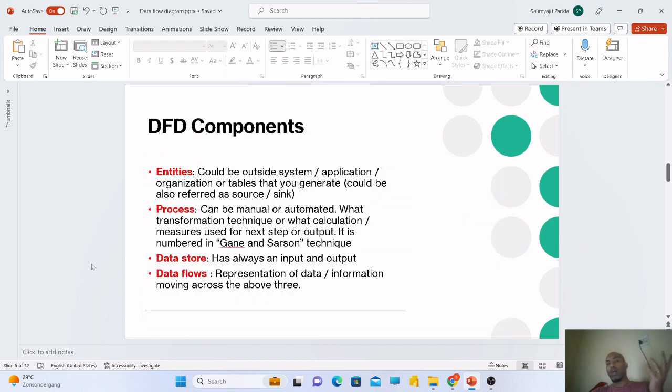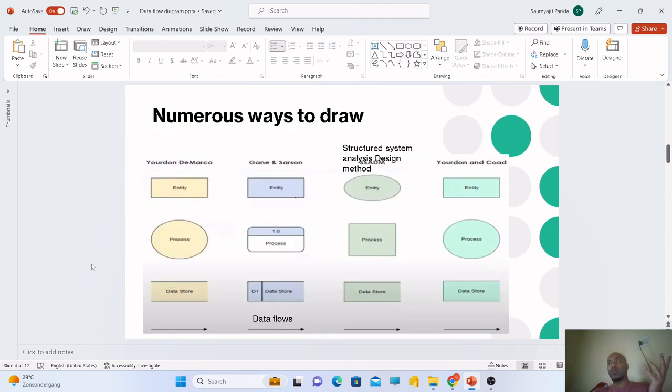Then I will show how I draw in the current period, how I do it in Visio, the application that I use. In all of the techniques, all of the methods, you see four things in common. There is an entity, there is a process, there is a data store. The last, the arrows, are the data flows.